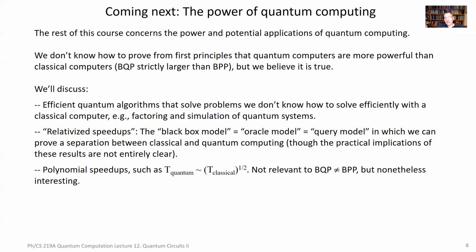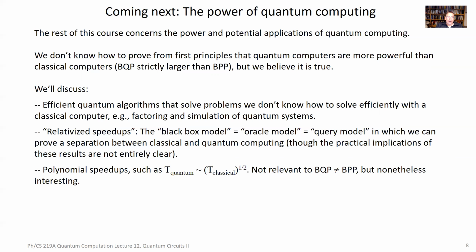Well, I think the best argument we have is, first of all, we don't know how to simulate quantum computers efficiently with classical computers. We think it's not because we're dumb, that we haven't been smart enough to figure it out. We think it's just because it's very hard to do the simulation in general. But apart from that, we do know of some quantum algorithms that solve problems efficiently, which we don't know how to solve efficiently with the classical computer, though we can't prove it's impossible.